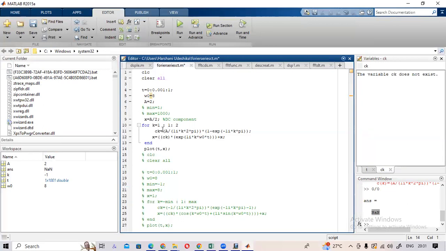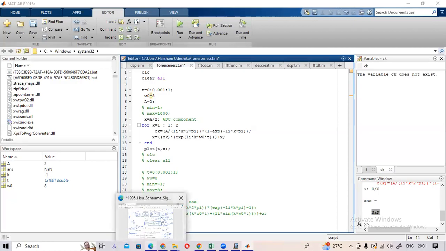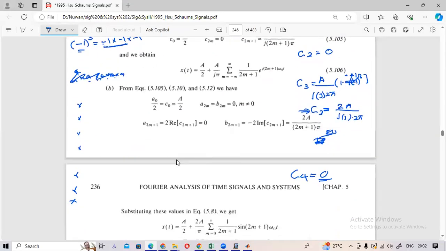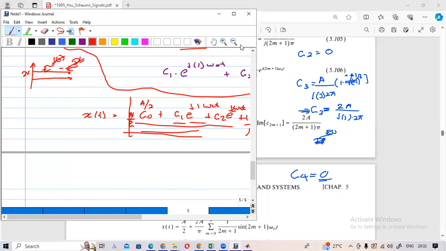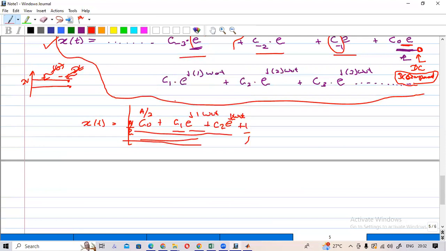You need to do this. Then you can understand the things. Okay. So here what I am doing, I am just evaluating this summation actually. I am using the for loop to evaluate this summation.